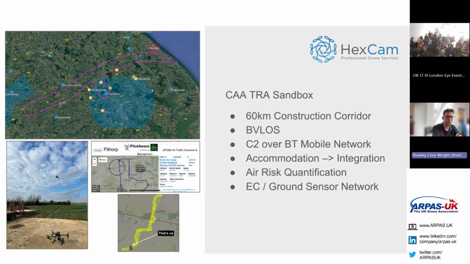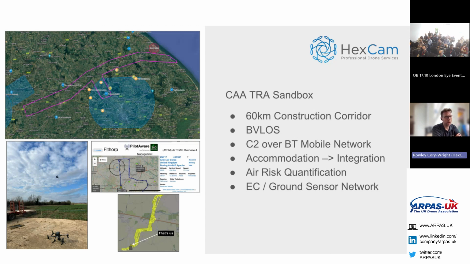So the project will be essentially proving accommodation airspace and the move from accommodation airspace into integrated airspace. So again, flying the drone over the C2 link, the C2 link provided by the BT mobile network, and doing all of the takeoff and landings purely from the airfield that we're operating at, and then flying that entire 60-kilometer length corridor over that mobile network.